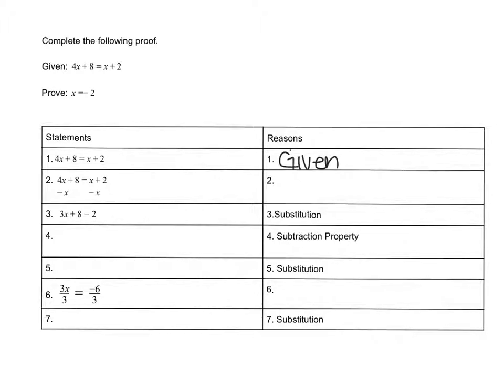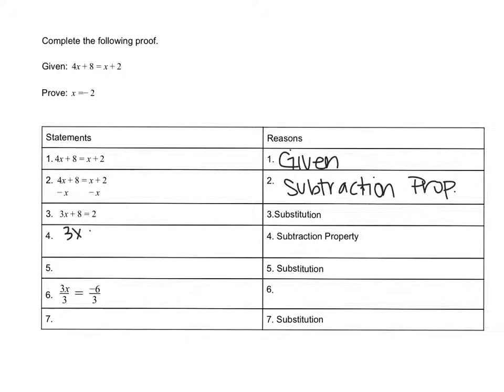And my next statement here says 4x plus 8 equals x plus 2, and I'm subtracting x from both sides. So the reason would be the subtraction property, since that's what we're using in this step. Okay, and then we have 3x plus 8 equals 2, which is substitution because when we subtracted x, it's still equal on both sides. Next, we want to use the subtraction property again. Well, the only thing that conceivably can be subtracted is the 8, since we already subtracted our variables.